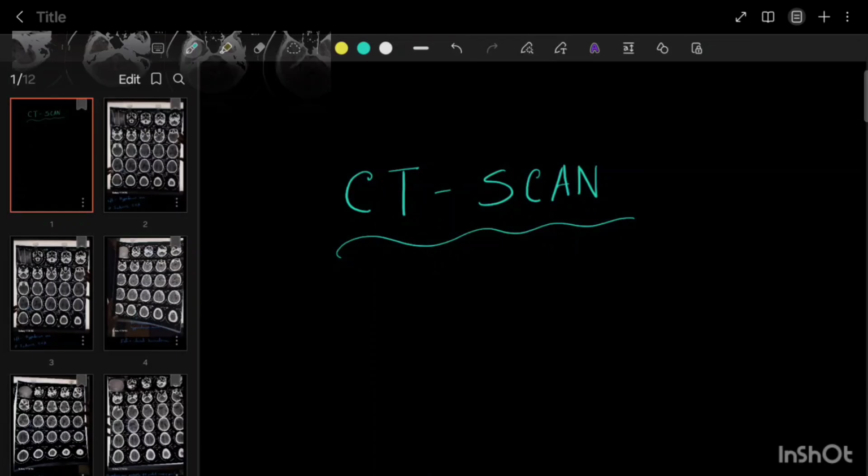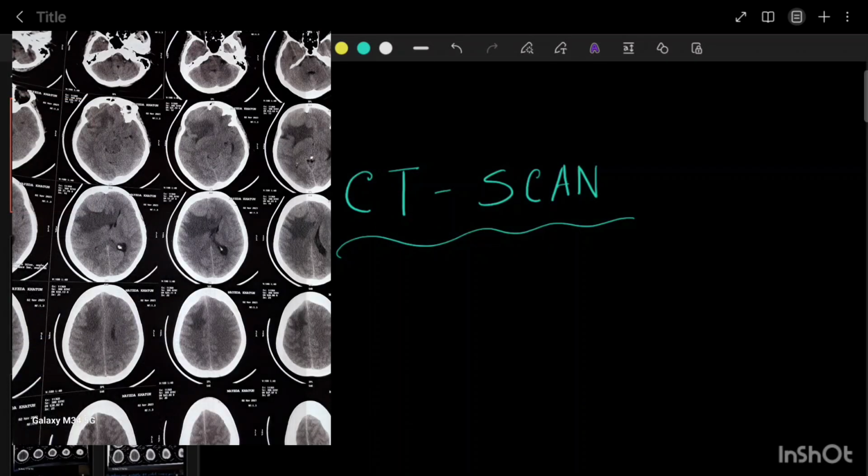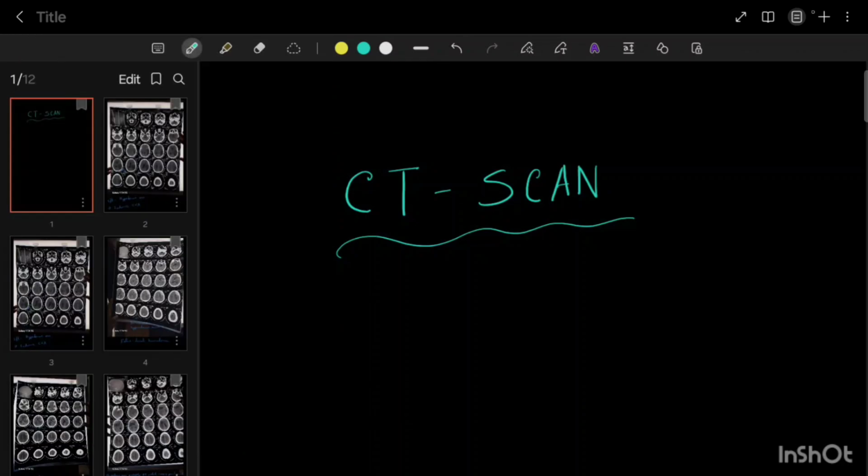Welcome all. In this video we are going to discuss how to see a CT scan plate and how to make a diagnosis.